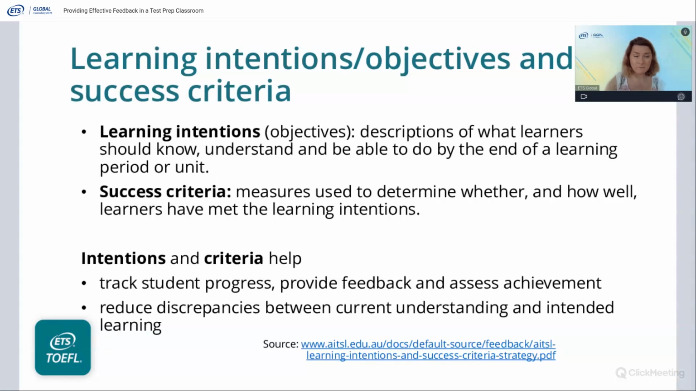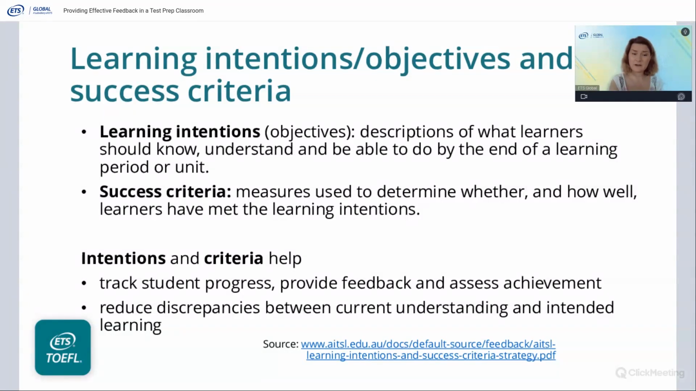Okay, so we've mentioned learning objectives, learning intentions, and success criteria. So the learning objectives are descriptions of what learners should know, understand, and be able to do by the end of a learning period or unit. And success criteria are measures that are used to determine whether and how well learners have met the learning intentions. And I will show you some examples of success criteria that were set based on specific learning objectives.